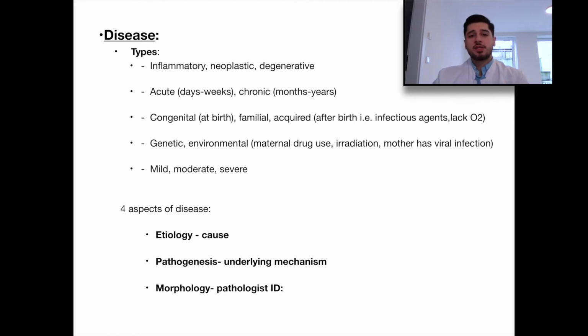One more type of disease is the congenital, which is at birth. Familial, acquired, after birth, etc. The next type would be genetic. For example, if you have a patient who has BRCA1 or BRCA2, which is the gene for breast cancer for women, then their children are very likely to get the same. So you can do a preventive mastectomy for the mammary carcinoma to avoid getting metastasis.